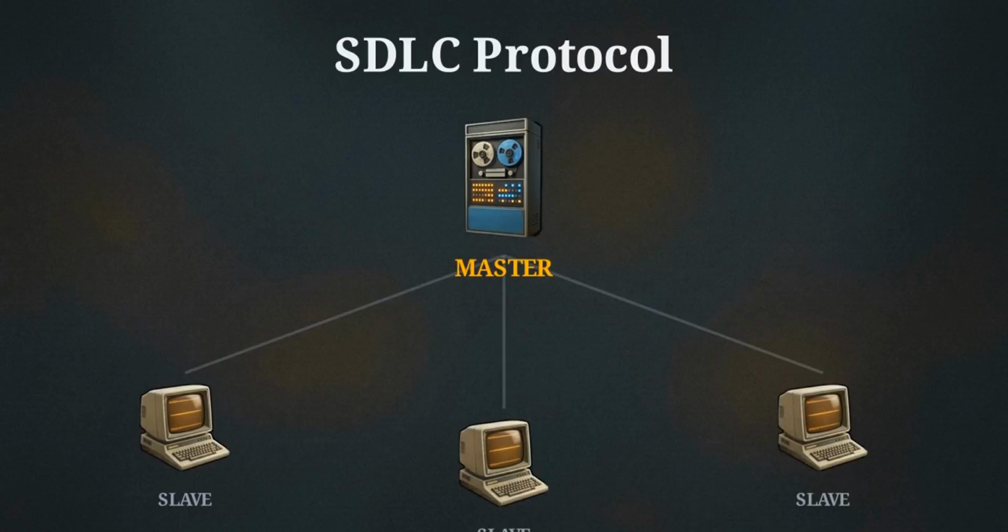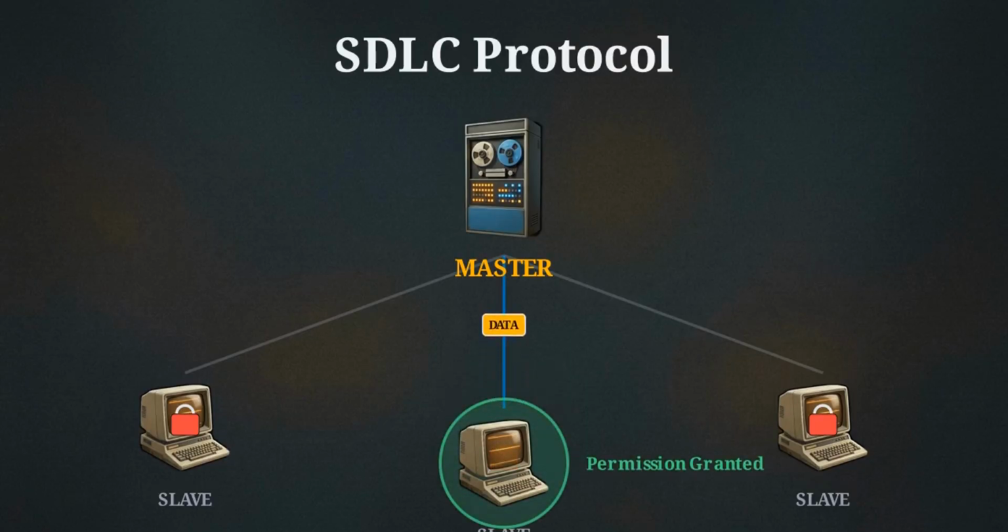The network functioned on a strict master-slave hierarchy. The central mainframe acted as the master, explicitly preventing peripheral terminals from transmitting data on their own. Terminals waited in silence. They were only granted permission to speak when the mainframe sent a precise polling sequence, a 0, 6 ones, and a final 0.